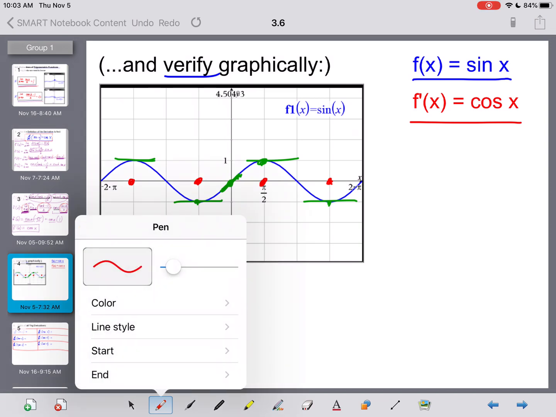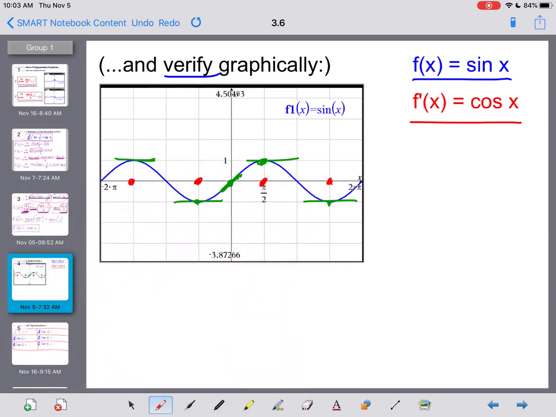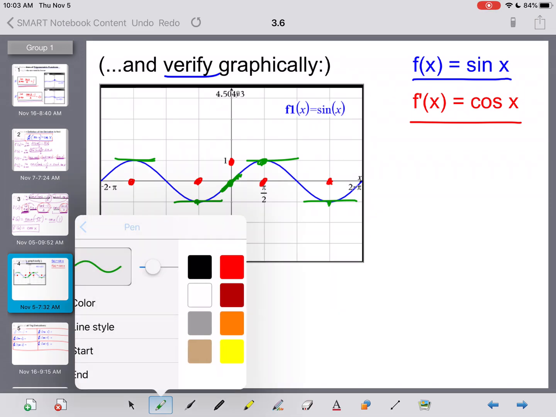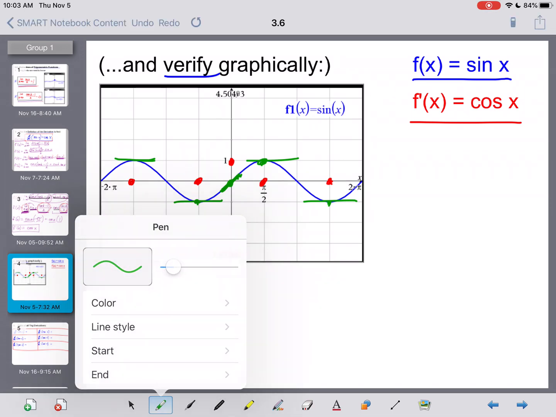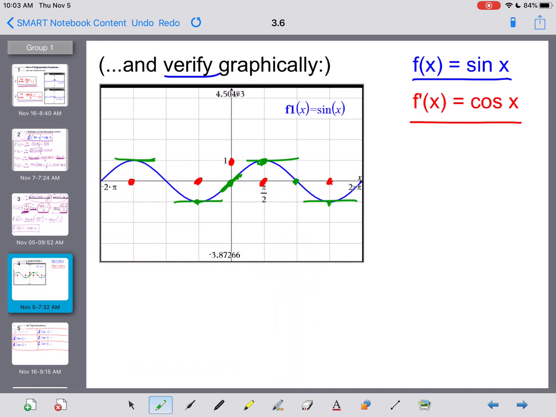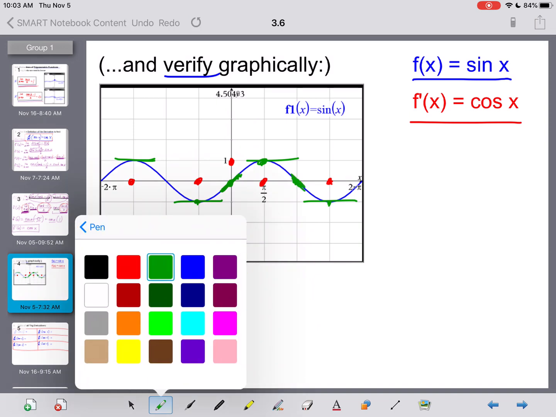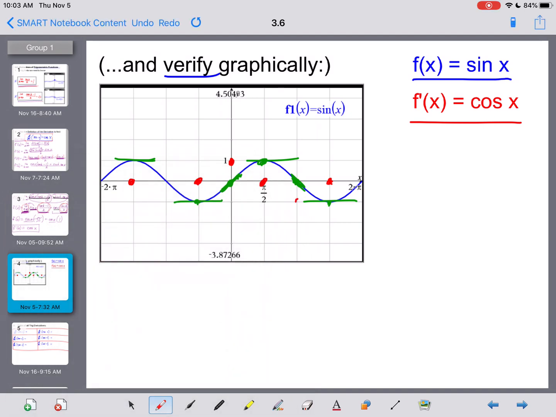That means that the slope of that tangent is 1, so the value of our derivative at x equals 0 is 1 as well. Right here, let me go back to green here, everybody. Right here at x equals pi, the slope of our tangent looks like it is -1. So the value of our derivative then would have to be -1 as well. The same thing happens over here at negative pi. That slope looks like -1 as well.